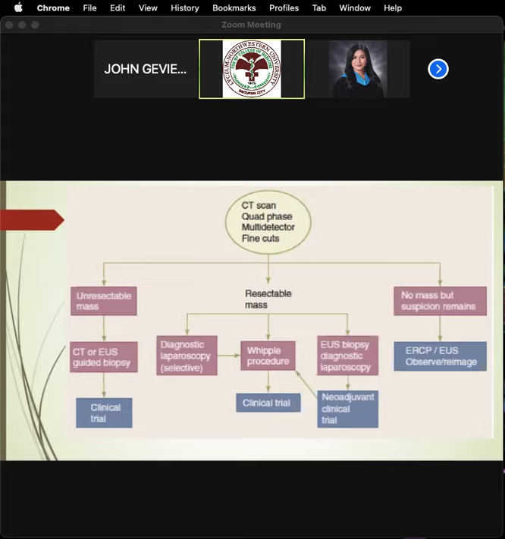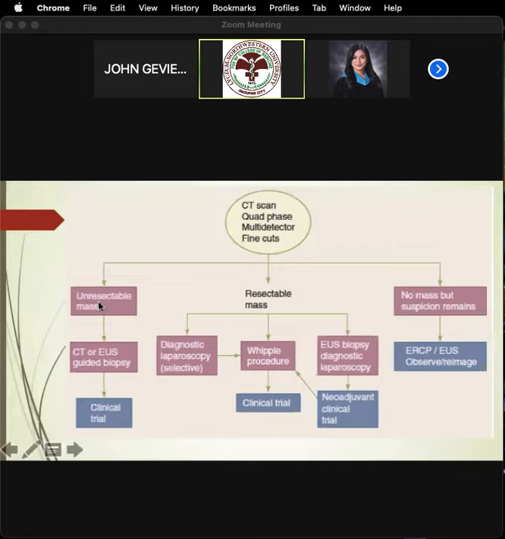Okay, we have also what you call borderline resectable. Okay, aside from resectable, we have this borderline resectable and unresectable. So for borderline resectable, we perform EUS biopsy in order for your patient to undergo neoadjuvant clinical trial or chemotherapy. So if your patient is subjected to chemotherapy, granting that the tumor has shrunk and you can perform surgery, okay, you proceed with your Whipple's procedure.